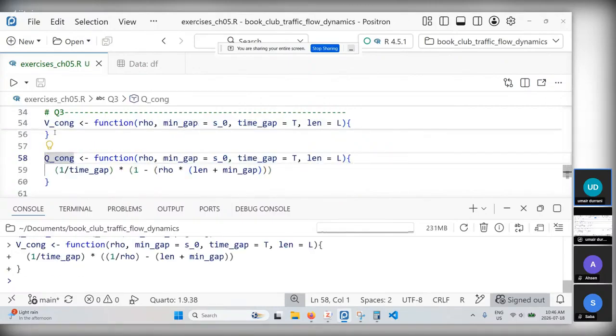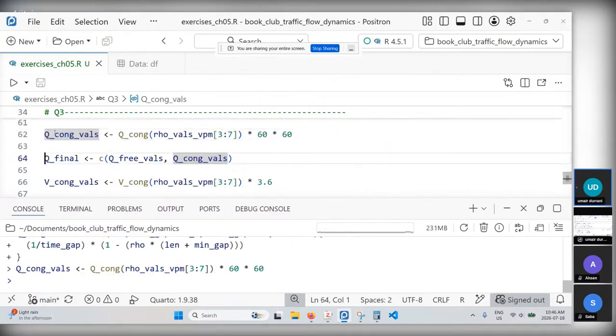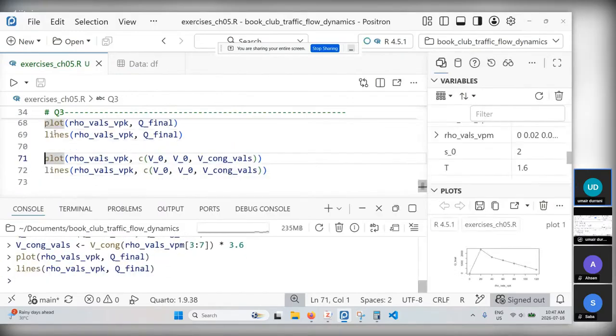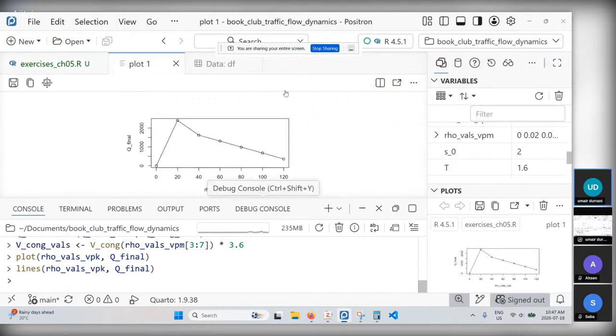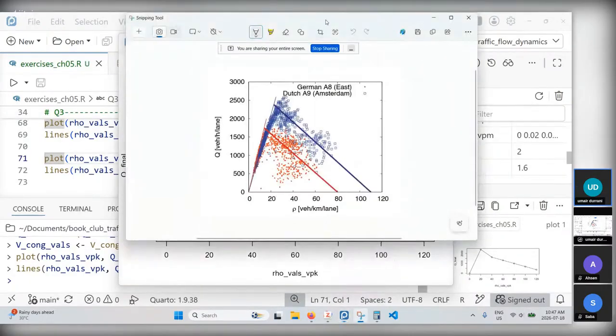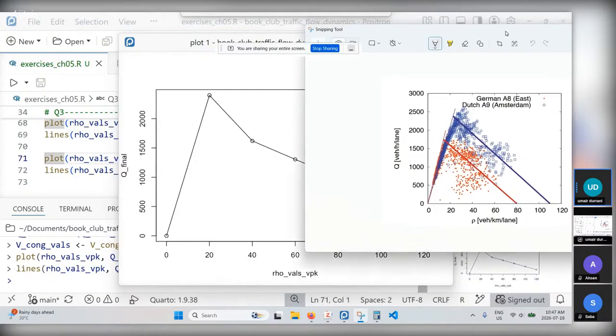Okay, so if we have all those values, let me make sure that I'm running all of them. So I'm just simply using those equations that were derived in the solution. And then if we plot these things, this is the result of looking at density on the x-axis and the flow on the y-axis. So this is the fundamental diagram because this is a flow-density diagram using the assumption that this is steady state equilibrium. So this is very much like what we see here, a triangular fundamental diagram.